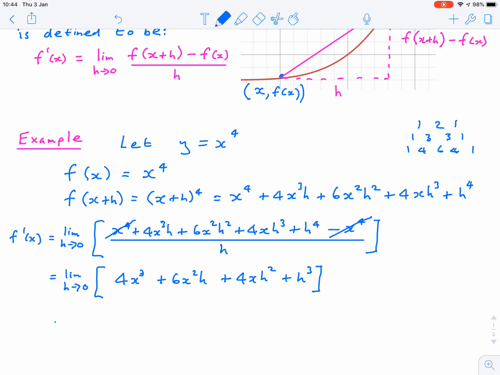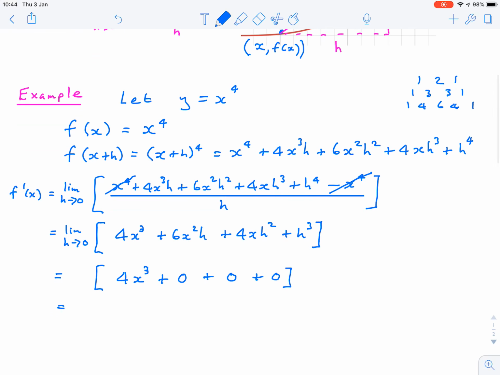And now we let h approach 0, and when h becomes 0 we've got 4x cubed plus 0 because we're multiplying by h, plus 0 again because we're multiplying by h squared, and h cubed, 0 cubed is 0. And so we can finish this by saying f'(x), the derivative of this function, is given by 4x cubed. So the derivative of x to the power 4 is 4x cubed.